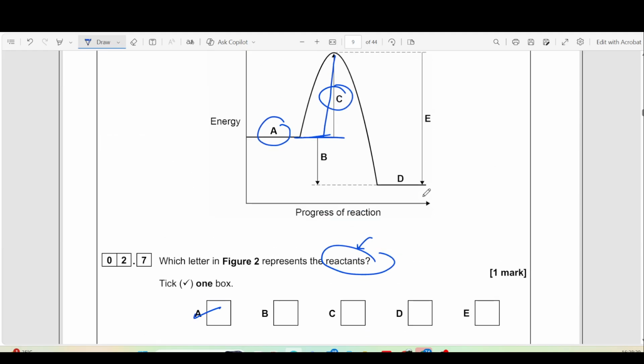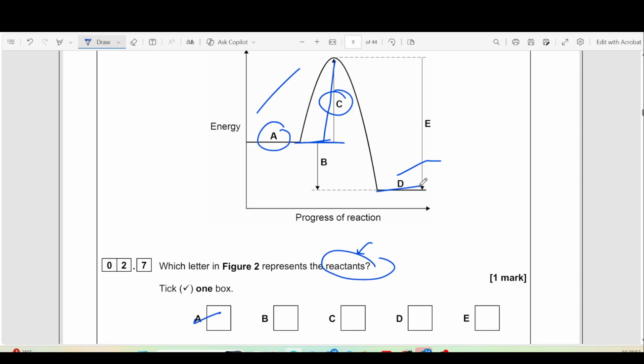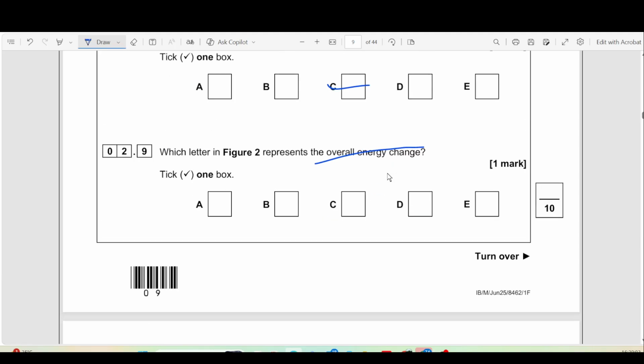Next, which letter represents overall energy change? If you see here, B is the overall difference in energy between the reactant, which is A, and the product, which is D. Since the products are at a lower energy level than the reactant, this is exothermic. Exo means the energy is released. So B is the overall energy change.